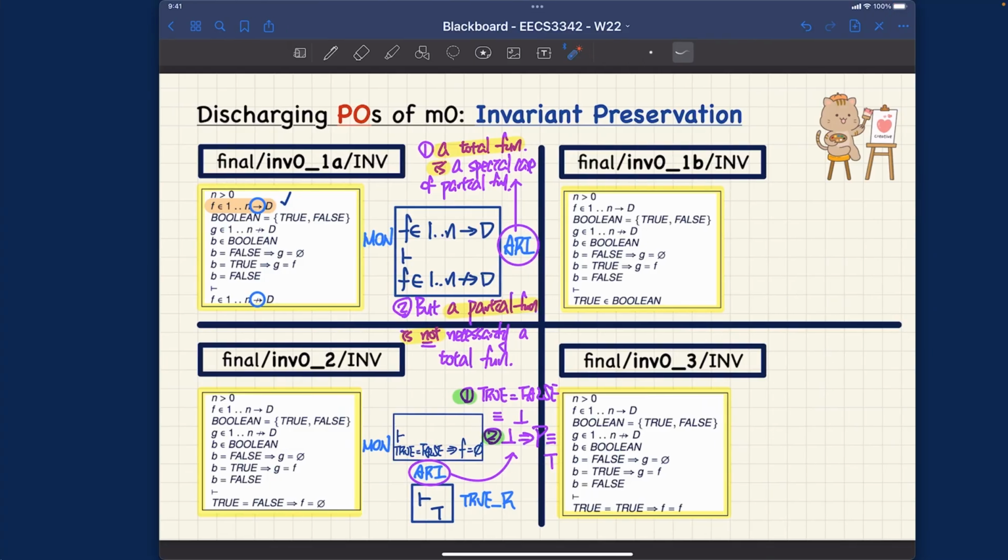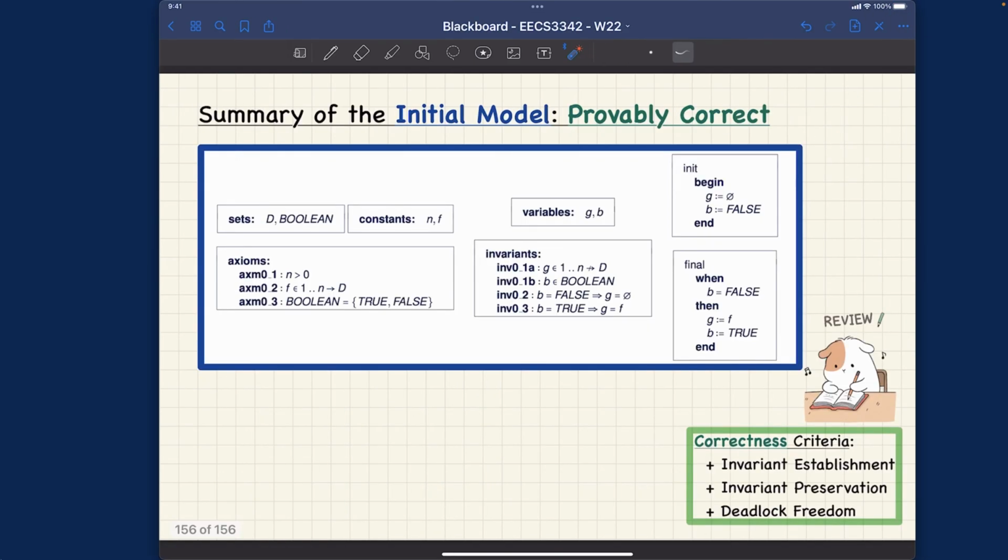However, if you refer to the notes, I still made the page clean for you as a reference. And just remember, for the initial model without any refinements, you have to make sure you prove these three aspects. All right, and we'll move on to the first refinement for our FTP system.